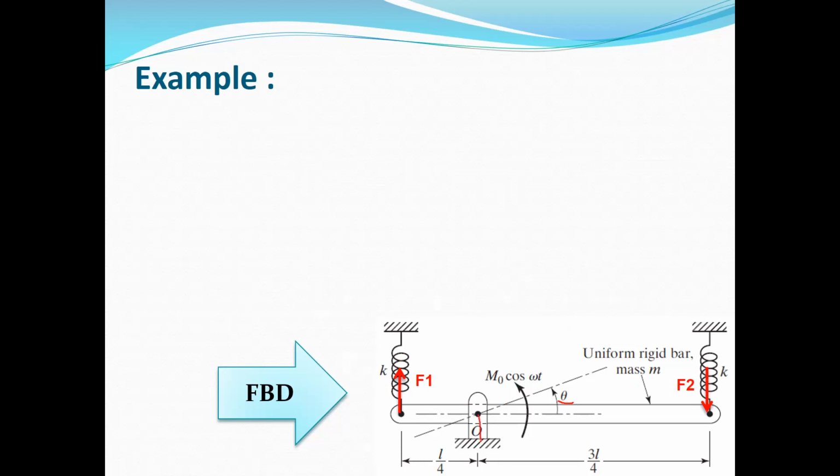Of course, we have two reactions here at this pin O, but because we are writing the moment about this point O, these two forces will not appear in the equation of motion. And also the weight, which is neglected, because the weight of this bar in static equilibrium condition will create some initial deflection in these two springs. So when we ignore the initial deflection in the springs, we also need to ignore the weight in the equation of motion, or in the Newton's second law equation.